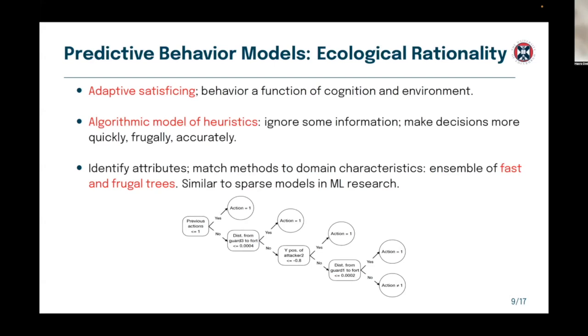By doing this, we have chosen to learn an ensemble of fast and frugal trees. Here you can see one of the trees that we learned for a guard type agent. And as you can see, they are very sparse models. They have limited spread and depth and are easy for humans themselves to interpret.